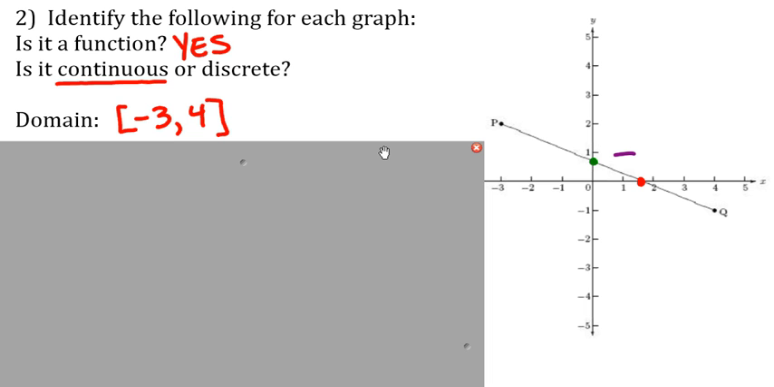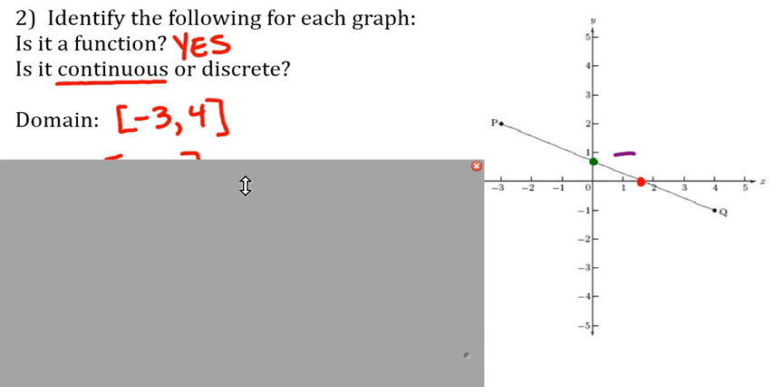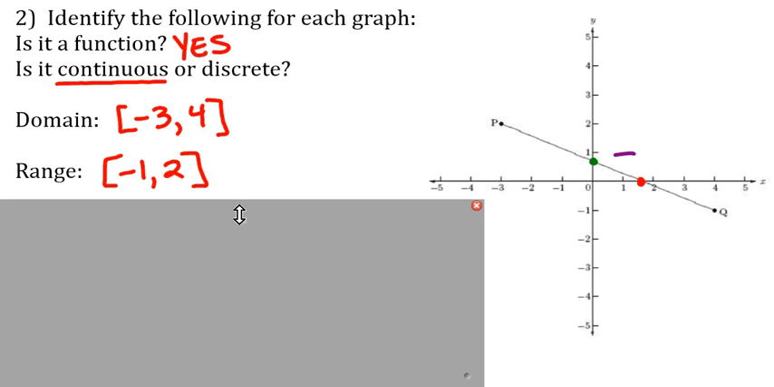The range, the outputs. So let's think. It's always lowest to highest. So the lowest output is here, right? -1. The highest output is here at 2, and it's continuous. We're using all of those in between values. We could have bracket, -1, comma 2, bracket. Again, if you want to do inequality notation, y is greater than or equal to -1, but less than or equal to 2. We don't have any increasing intervals, so we would say none.